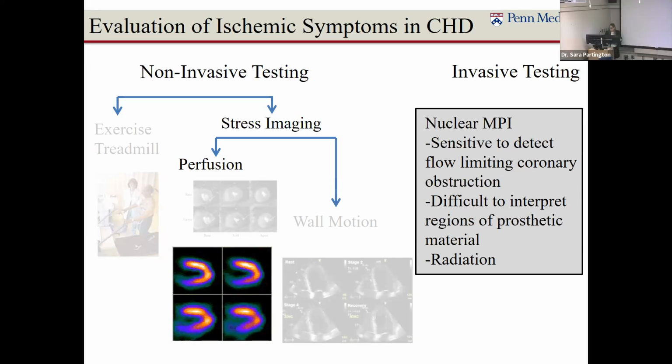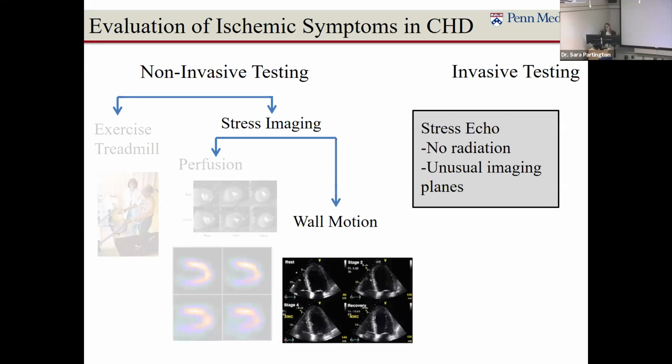So for now, we're going to talk about using wall motion to assess ischemia in these patients. And of course, probably the most common way we do that is with a stress echo. It's a really nice option because there's no radiation exposure and echo is quite available. But one of the challenges we see in patients with complex congenital heart disease is that the imaging planes can be really unusual and can be difficult to interpret.